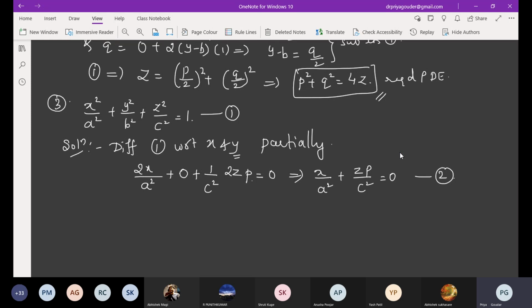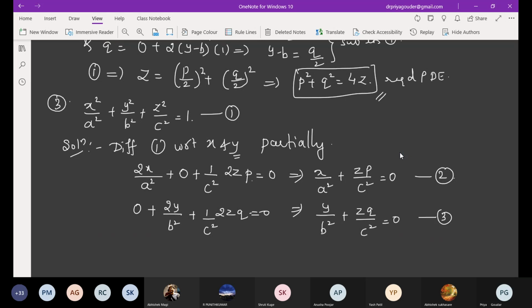Similarly, if you do it with respect to y, tell me what terms you'll get. First term is 0. Derivative of y square is what? 2y. And derivative of z square is 2z ∂z by ∂y, which is q. Again, here also we can at the most cancel a 2, isn't it? Tell me what you'll get. y by b square plus zq by c square is equal to 0. We cannot simplify this further if we keep it like this. I'll tell you the reason.